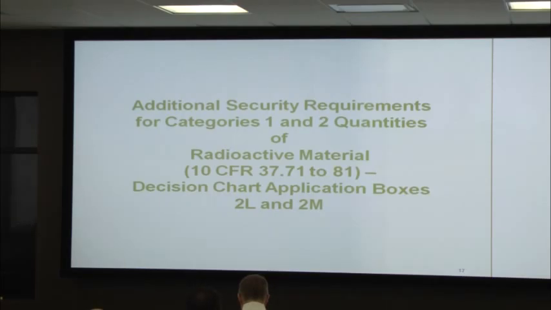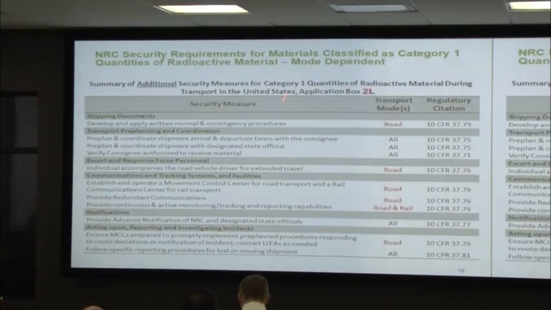There's additional requirements also for the Category 1 and 2 sources as summarized in 2L and 2M. For Category 1, see the previous one was for both Category 1 and 2. Now we get to Category 1, and that is the higher activity of the two. For shipping documents, you develop and apply a written normal and contingency set of procedures. You need to address what will I do if certain events happen. And that's what we mean by having contingency procedures.